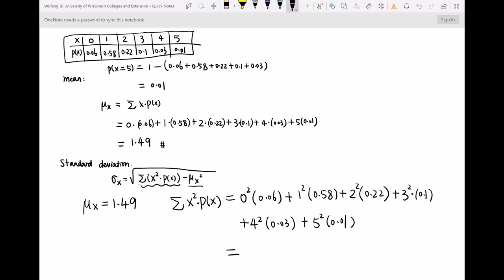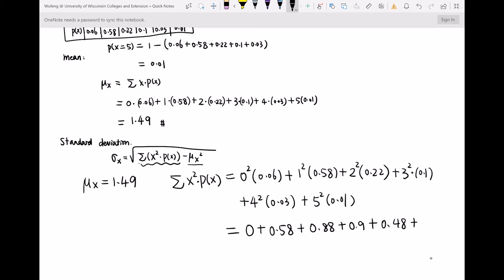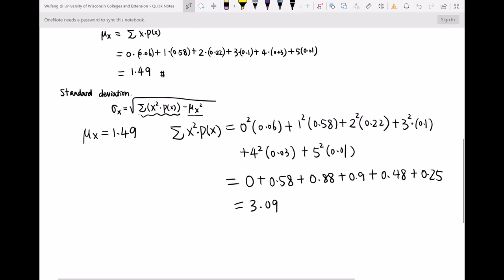I don't know this answer yet, so: 0 plus 0.58 plus 0.88 plus 0.9 plus 0.48 plus 0.25. Let me do that real quick. What is the final answer? 0.58 plus 0.88 plus 0.9 plus 0.48 plus 0.25, the answer is 3.09. Then we plug both of these values into the standard deviation.